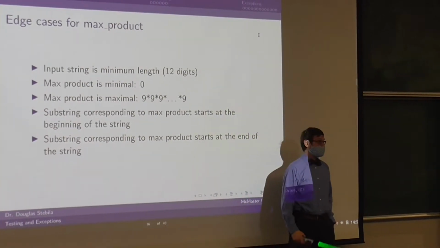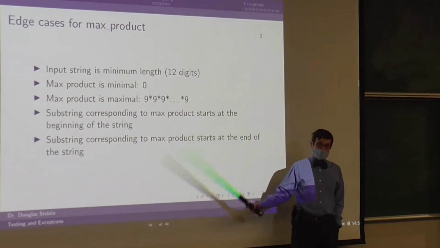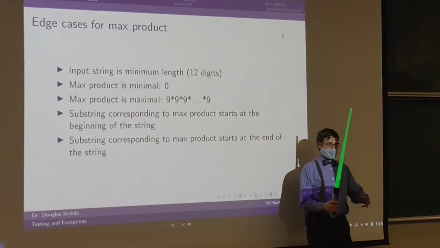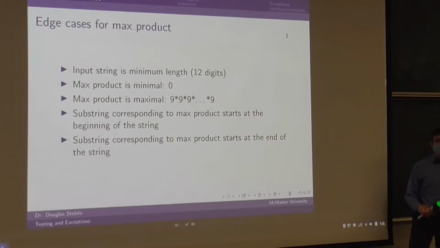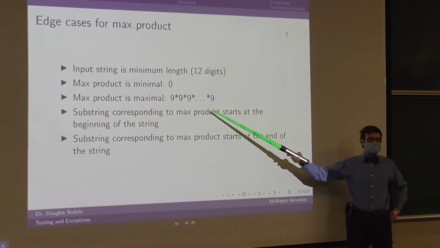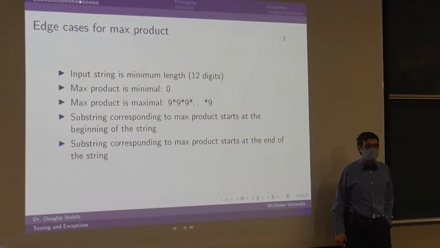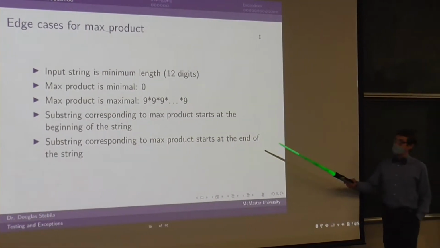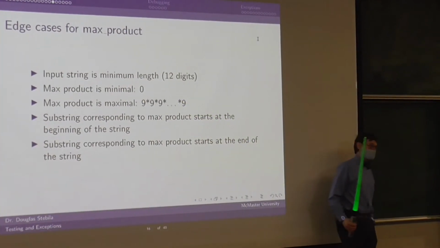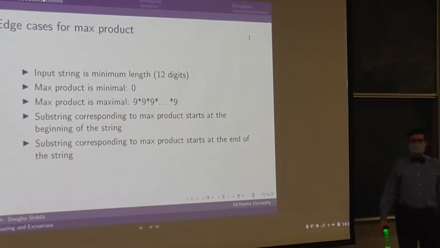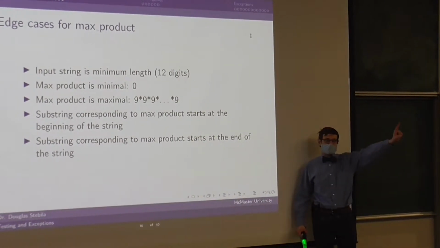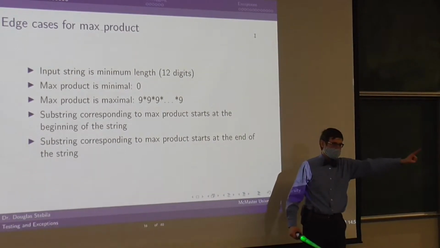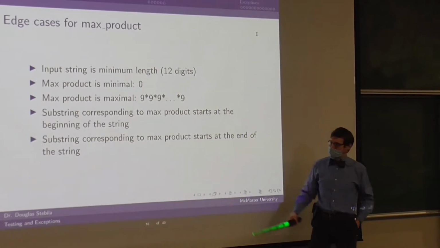Maximum possible output is 9 to the power of 12. So 9 times 9 times 9 times 9, etc. We should try that one as well. Incidentally, do you cram all of these into one test case? No, you absolutely do not. How do you know which one of these conditions failed if you're testing all of them at once? It's impossible. Test one thing at a time. Scientific method. Isolate your freaking variables.